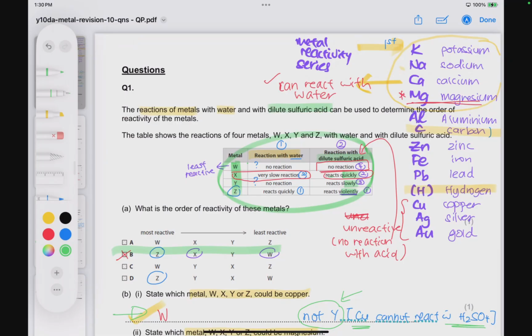Mainly in the syllabus, you need to know which metal can react with water and which metal can react with acid. So these two things first. But of course, if this is the first time you see this, then work on memorizing this metal reactivity series first. Then level 2 would be knowing which metal can react with water and which metal can react with acid.